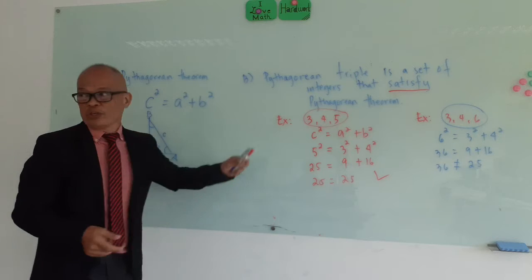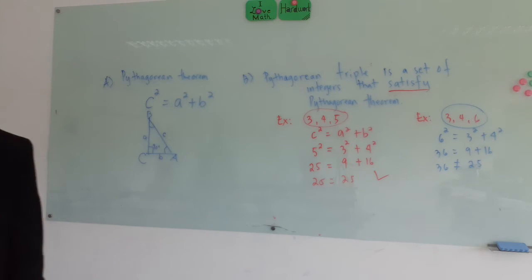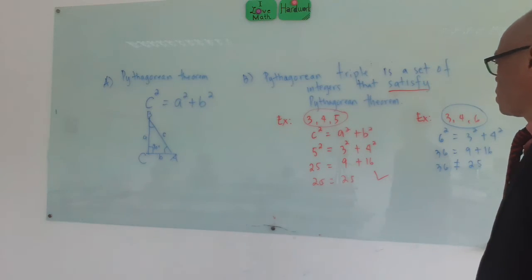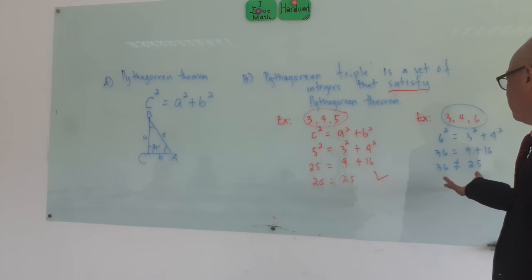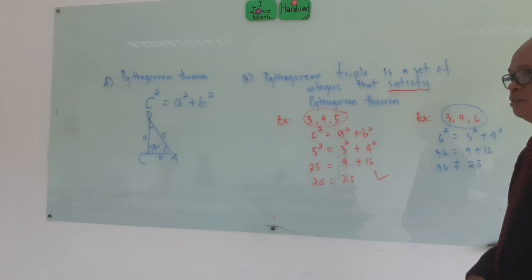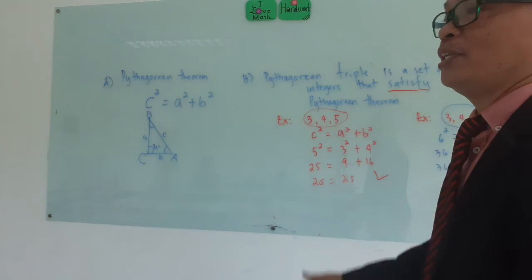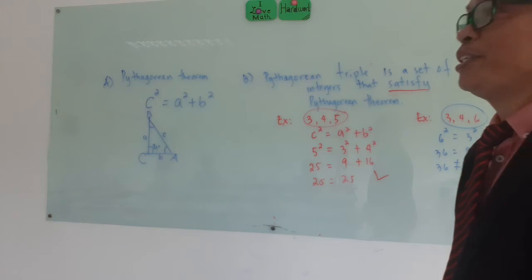Now, any questions here? Questions have points. Remember that. Yes, Lily, what is your question? If it's not satisfied, it doesn't satisfy. They are not equal, and that is not a Pythagorean triple. What are we going to do with it? Well, just leave it that way.